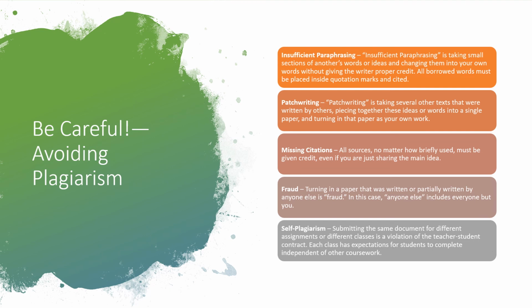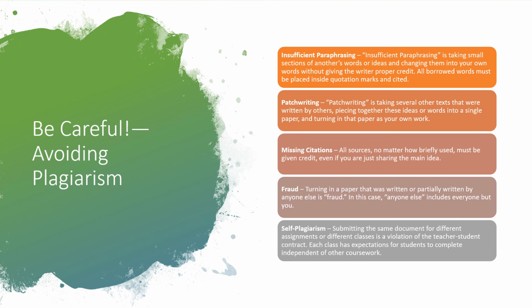One quick note. You guys all know this, but be careful. Avoid plagiarism. There are a number of different kinds of plagiarism that can happen. One of the most common when it comes to research papers and literature reviews is insufficient paraphrasing. Insufficient paraphrasing is taking small sections of another's words or ideas and changing them into your own words without giving the writer proper credit. All borrowed words must be placed inside quotation marks and cited.